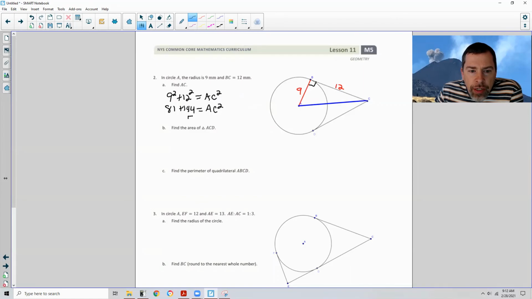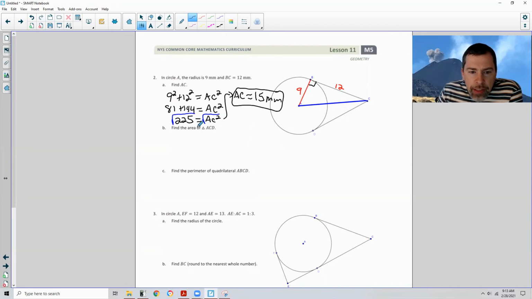4 plus 1 is 5. 4 plus 8 is 12. Carry the 1. And I get 225 equals AC squared. And now I'm going to take the square root of both sides. And therefore AC is equal to the square root of 225, which is 15 millimeters. So there is the answer to A.